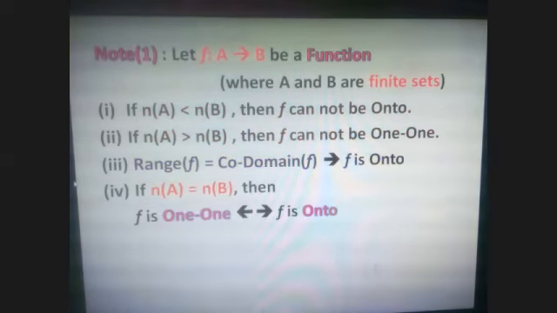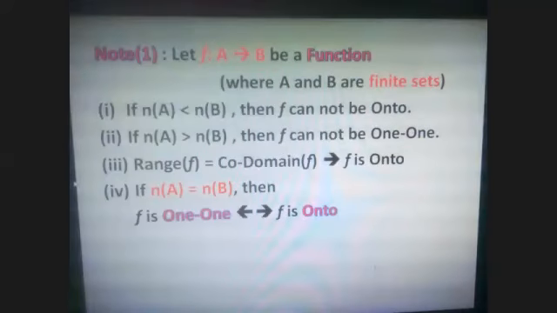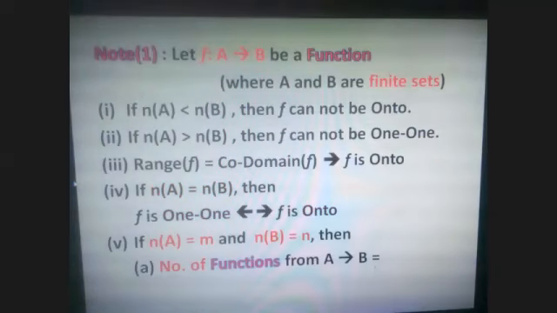Further, if A and B have an equal number of elements, if it is one to one, it has to be onto, and if it is onto, it has to be one to one. Remember, I have a precondition: A and B are finite sets. If the number of elements of A is m and of B is n, how many functions are possible from A to B? I asked an earlier question: how many relations are possible from A to B? That was 2 raised to mn. A cross B has mn elements, so it has 2 raised to mn subsets.